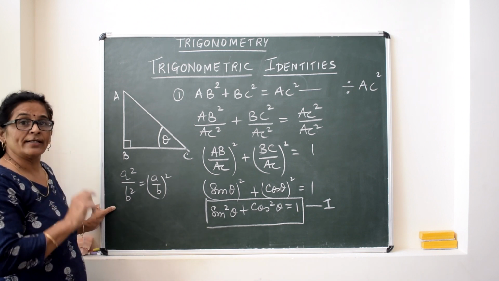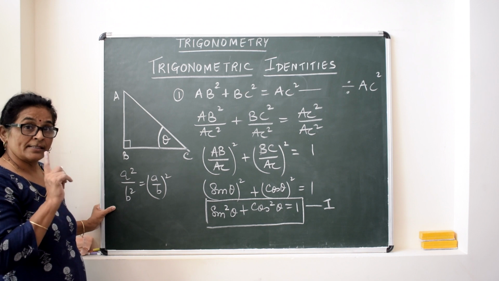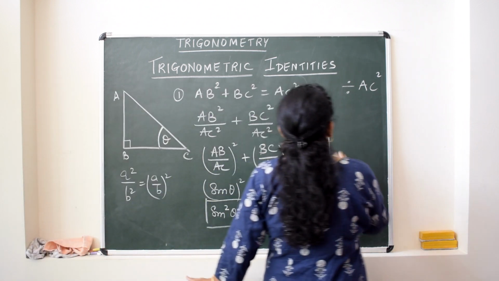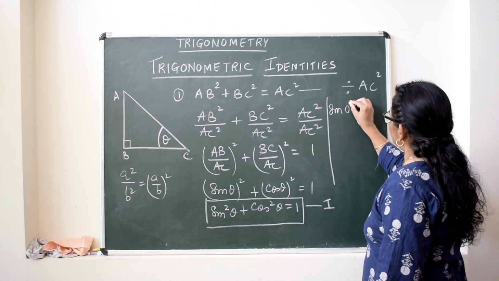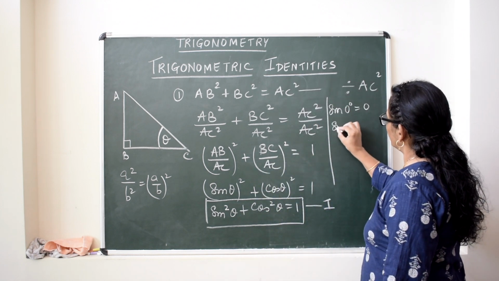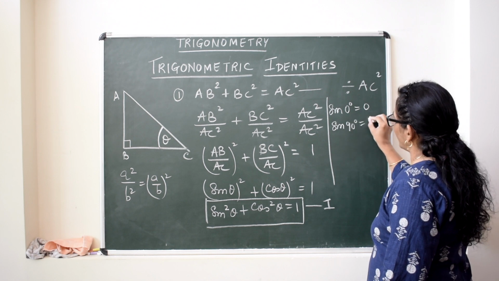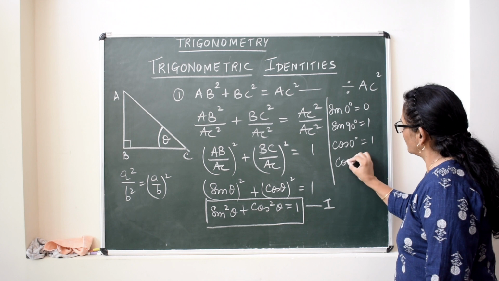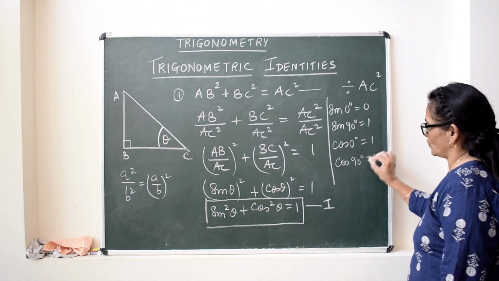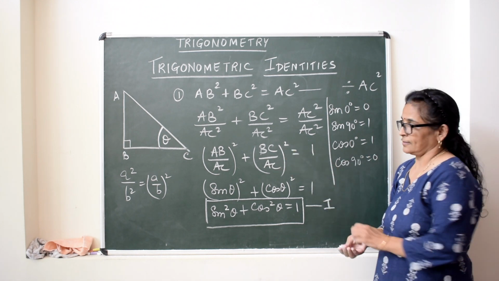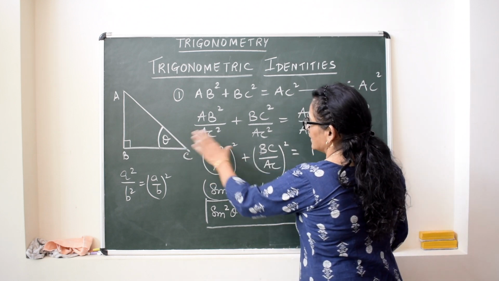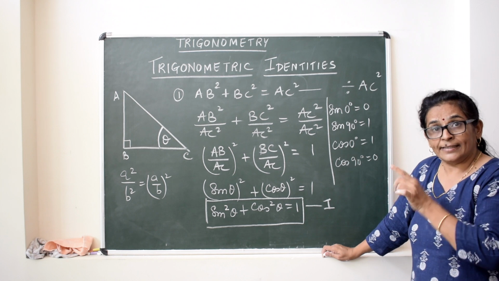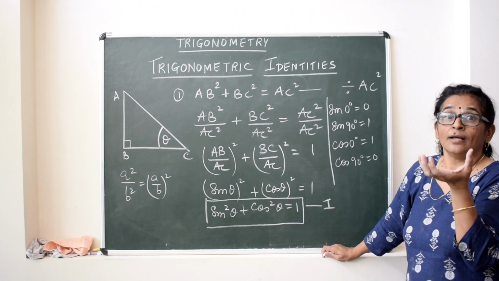Now sine 0 degree is 0, sine 90 is 1. Okay, what we have learnt previously: sine 0 degree is 0, sine 90 degrees is 1, cos 0 degree is 1 and cos 90 degrees is 0. It means these values, what we are taking, they will be true for 0 and 90 and between these all angles.